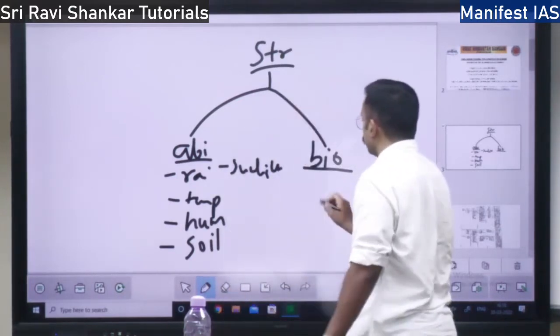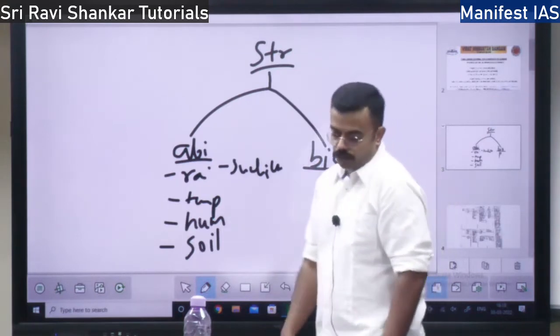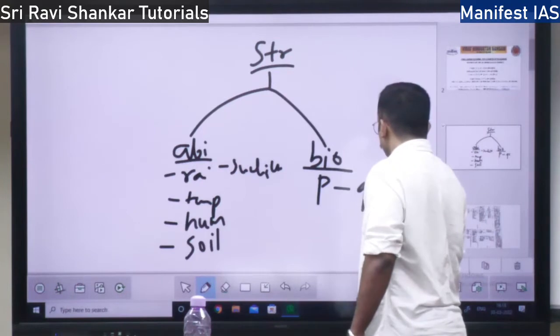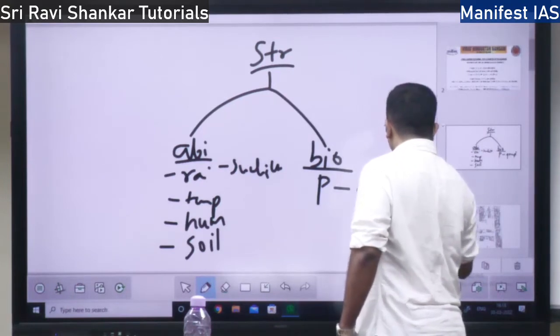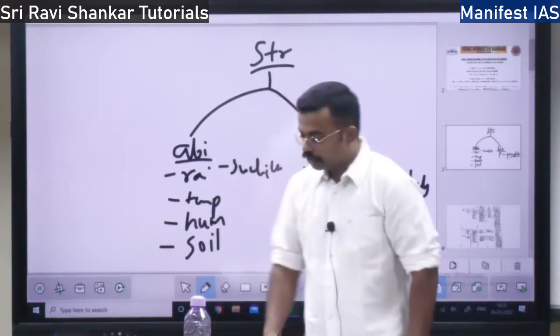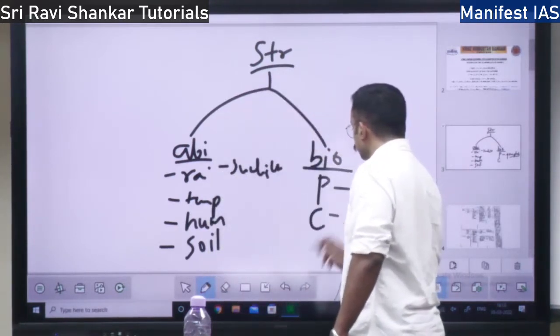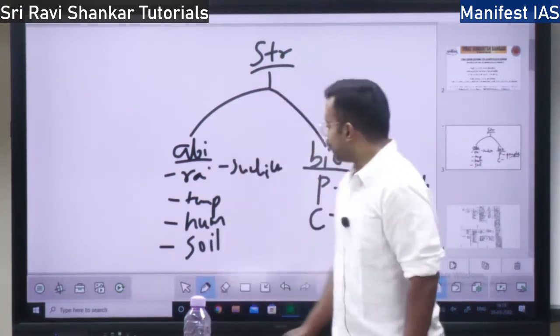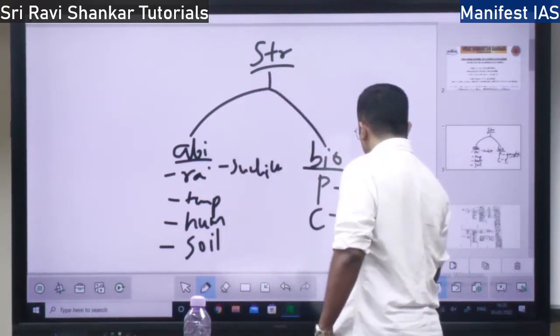This is very important. Producers. Producers means green plants are the producers. They produce the food. How do they produce the food? Via photosynthesis, taking the energy from the sun, they produce the food. Next, you have consumers. You have three types of consumers: primary consumer, secondary consumer, and tertiary consumer.